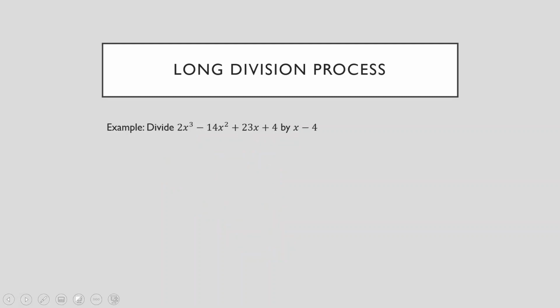Let's do another example. So, write it out. 2x cubed minus 14x squared plus 23x plus 4. I don't like how that 3 looks. And we're going to divide that by x minus 4. Okay, let's do it.